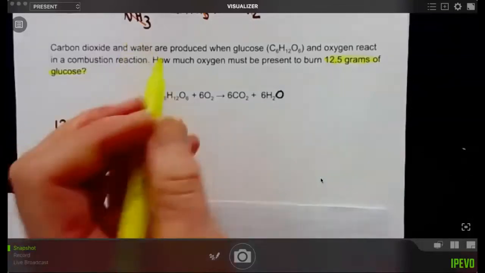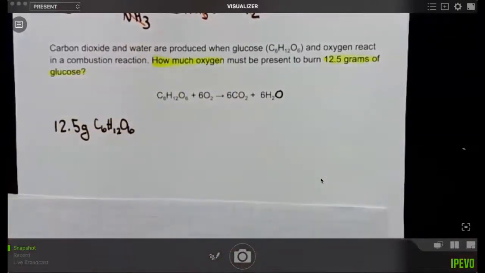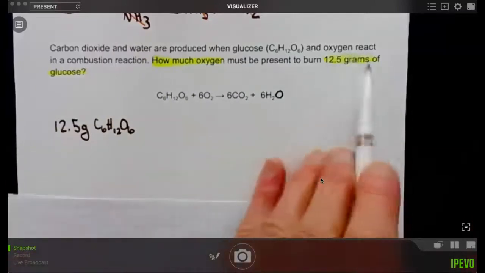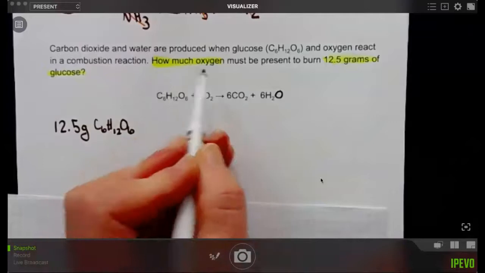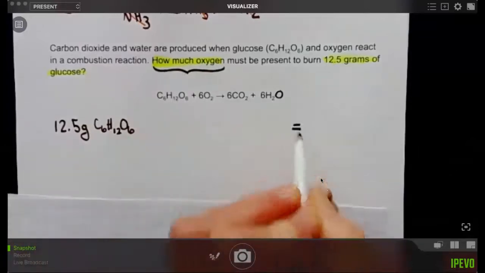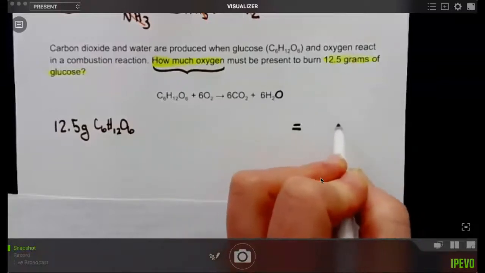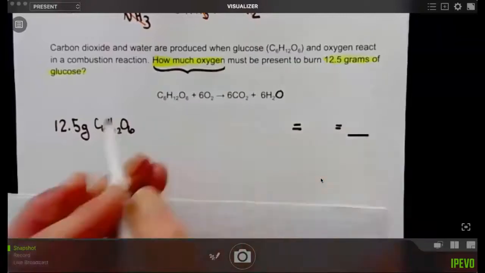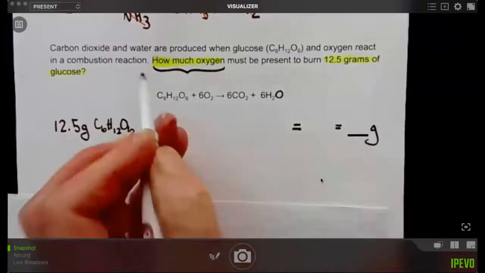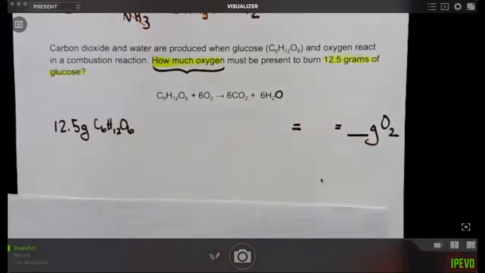And the question is asking us for how much oxygen. You look for the question. This is the initial amount. How much oxygen? This is where we're going to, our desired quantity. Whoops, I shouldn't have put it right there. I need to go a little bit further over. We want grams of O2. What mass of O2 do we need?